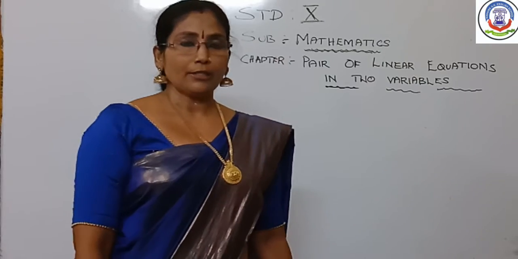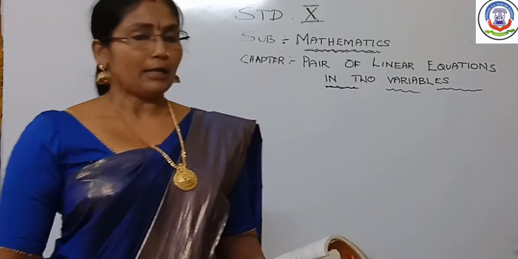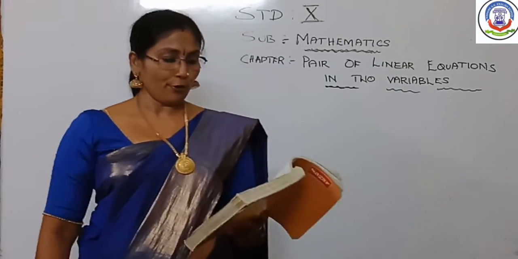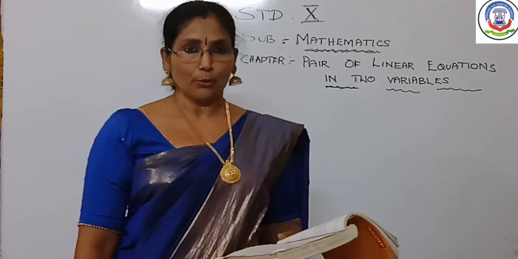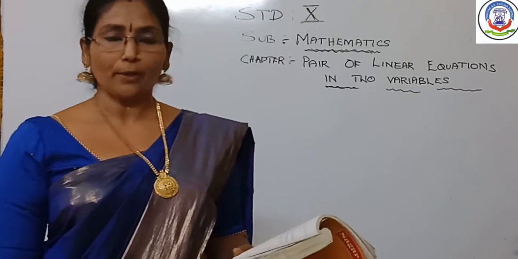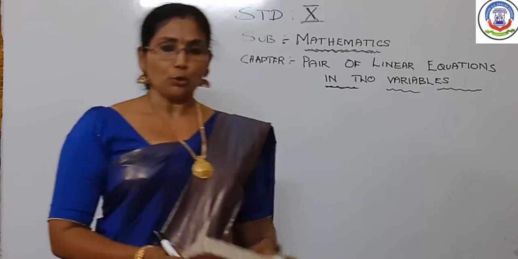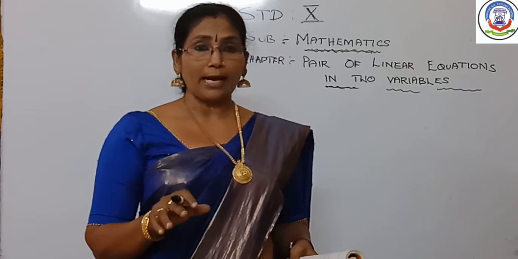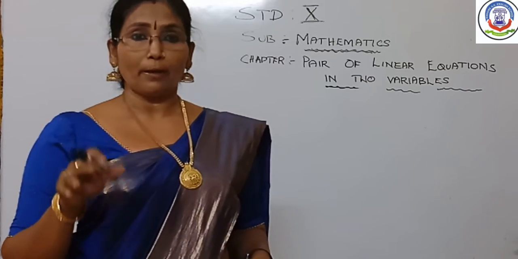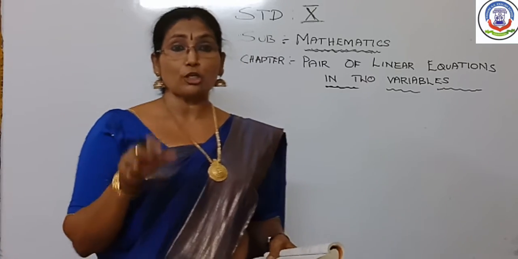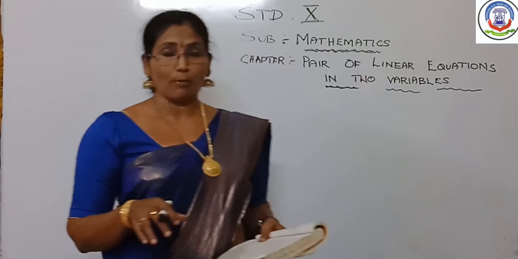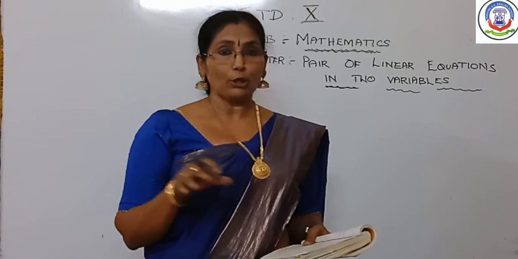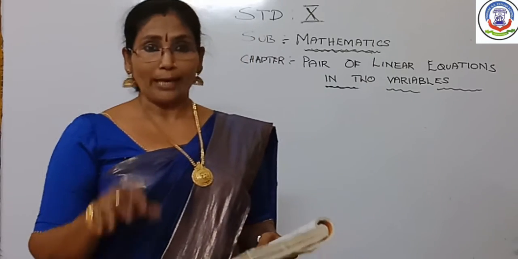Now next, question number 2 is the remaining sums of exercise 3.4. The first question, the remaining sums you can do yourself. All are by the elimination method, you have to solve them. Now question number 2 is to form a pair of linear equations. Your ability is that you have to make a pair of linear equations in two variables out of the given word problems. That comes only by practice.